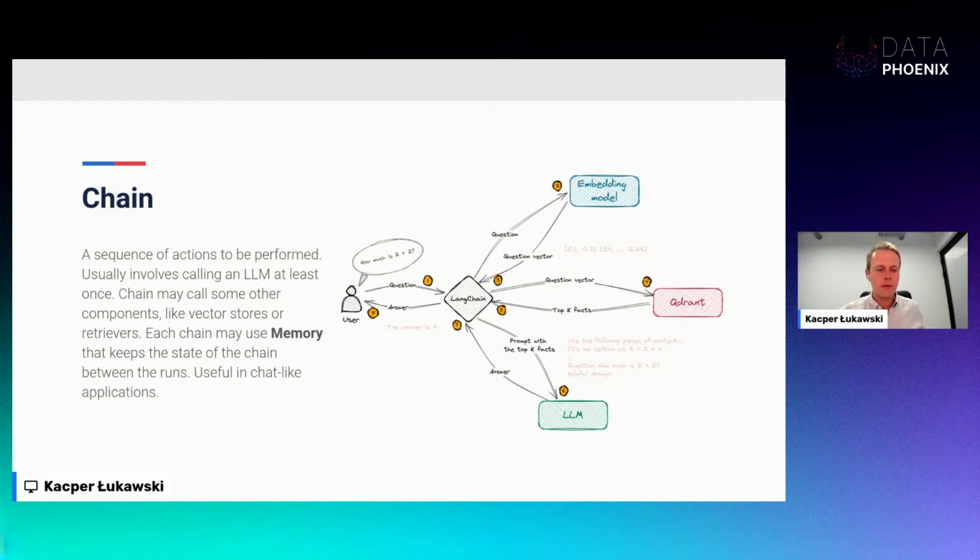So a chain is a linear process, but chains may also have a mechanism called memory. This is a short-term memory that allows the system to keep information about the previous state of that particular chain, and that actually makes our chain stateful, so it can keep information between different runs.